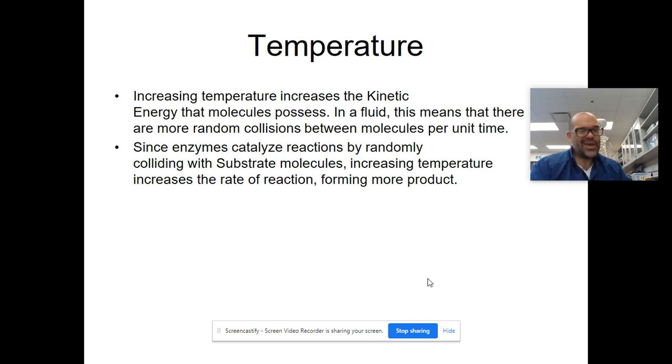Here's the explanation why. I hate reading slides, but I'm going to read this a little bit. Increasing the temperature increases the kinetic energy that the molecules possess. In other words, when you warm it up, the chances of your substrate and your enzyme running into each other increase because they're moving more. That's why your enzyme activity increases as you go up. And if your substrate and your enzyme bump into each other, boom, your reaction happens. When it's colder, they're not moving as fast, so they don't bump into each other as much.